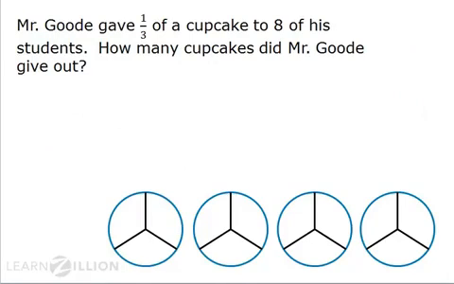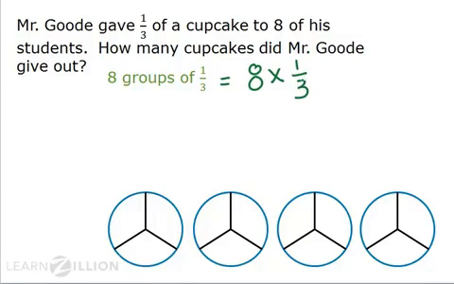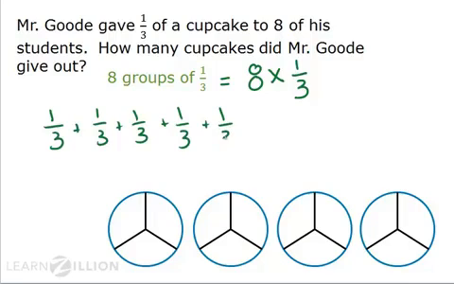Let's try this in a problem. Mr. Good gave 1/3 of a cupcake to 8 of his students. How many cupcakes did Mr. Good give out? I know this is a multiplication problem because the problem asks me what 8 groups of 1/3 is. And I know that multiplication is the repeated addition of a group of the same size. 8 groups of 1/3 is the multiplication problem 8 times 1/3. And because I know that multiplication is repeated addition, I can think about this as counting 1/3 8 times.